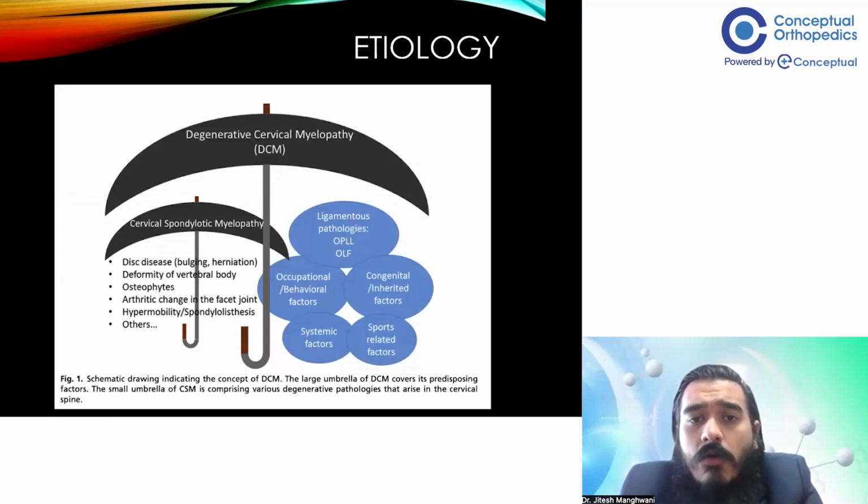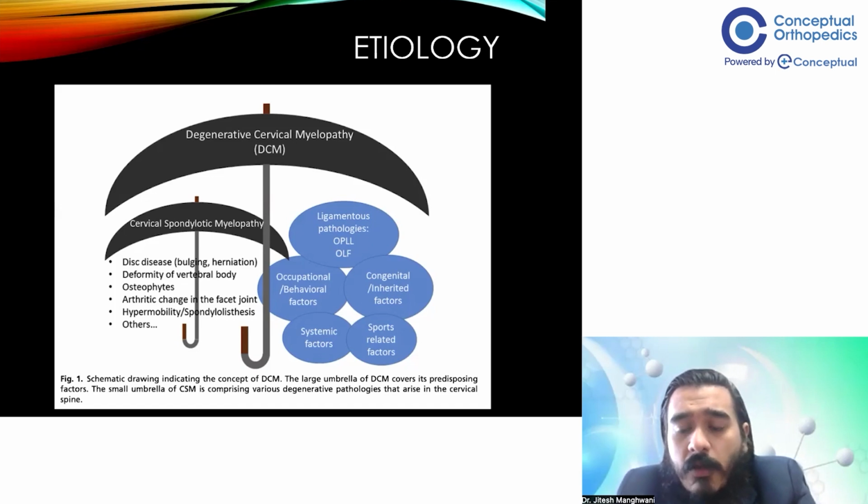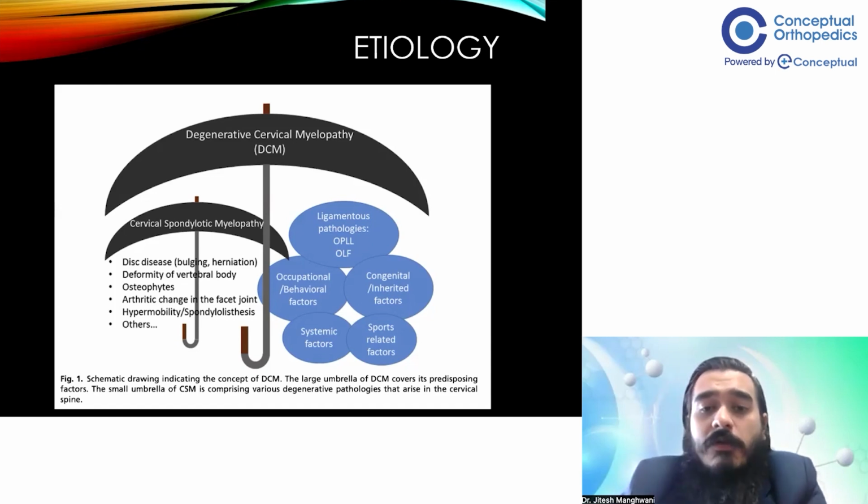So under the umbrella of degenerative cervical myelopathy, a small part of the umbrella is the myelopathy which happens because of the bulging, herniation or deformity of the vertebral body, the osteophytes which might cause compression of the spinal cord, facet joint arthropathies, hypermobility or instability, or spondylolisthesis. And on the other side of the umbrella, you have the ligamentous pathologies like OPLL, that is ossified posterior longitudinal ligament, and OLF, that is ossified ligamentum flavum.